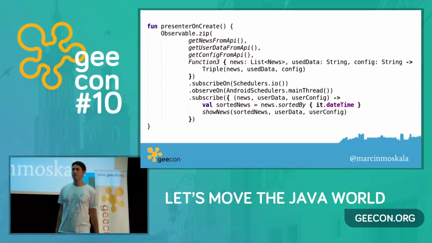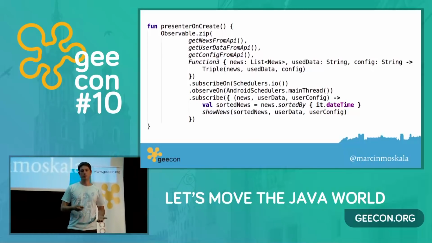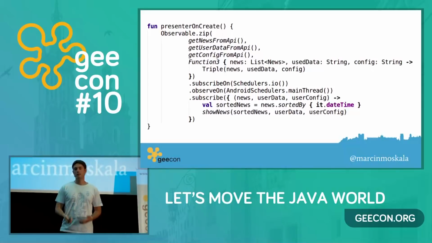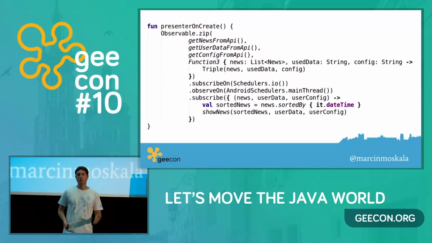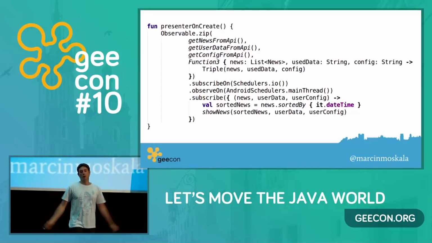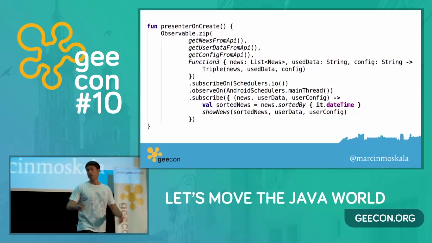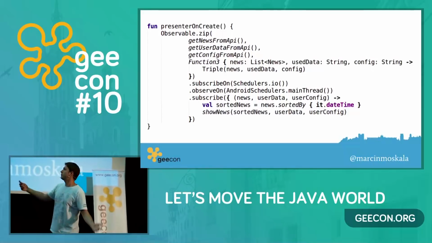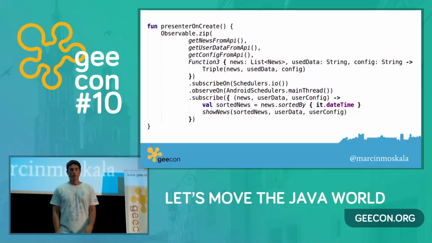Our second problem can also be easily solved using this Rx approach, but you can see other limitations here. You need to pack all these requests into one, in this case a triple, and unpack it in our function. And again, it's pretty big and complex.